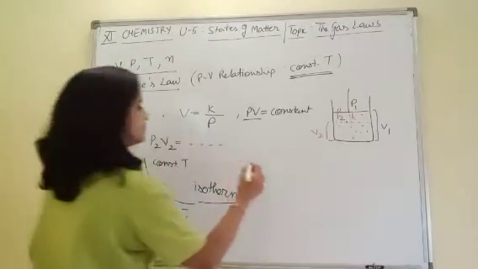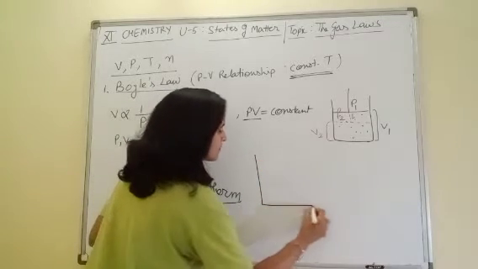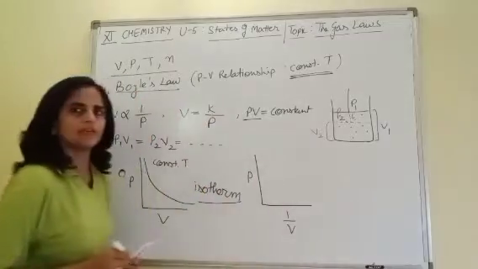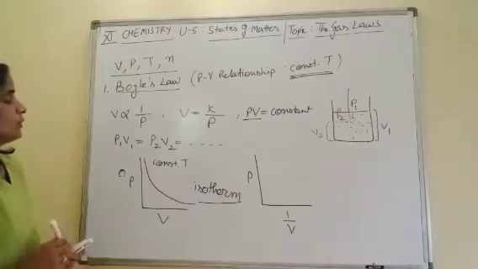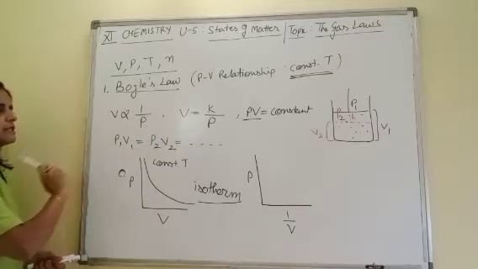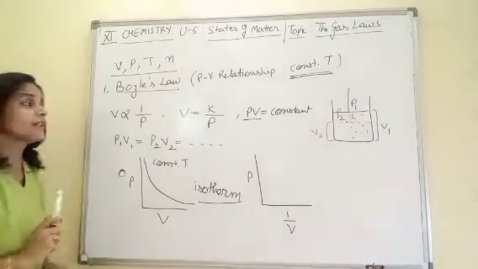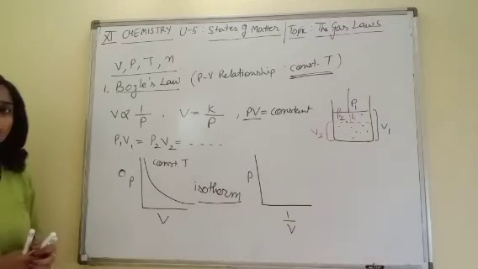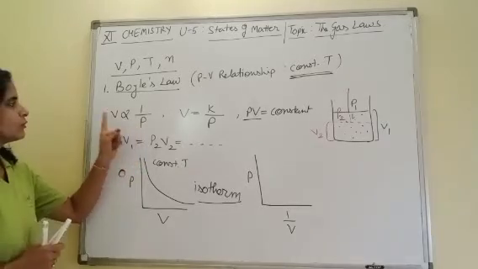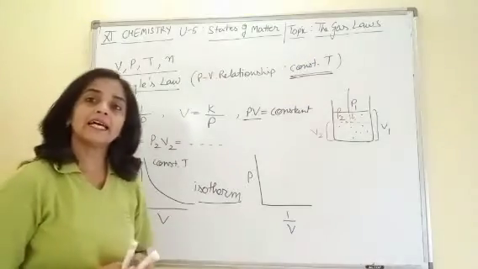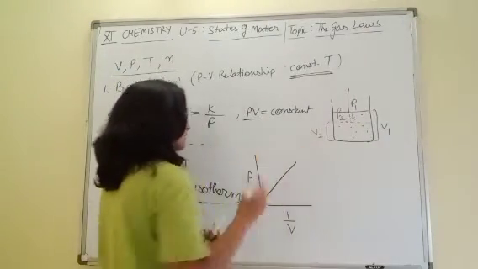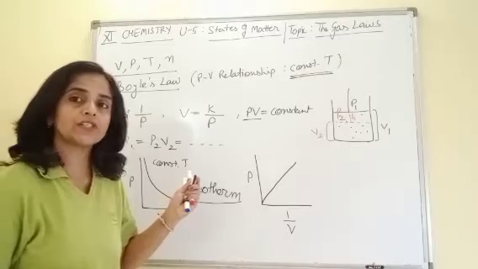Now the next graph. Plot P with 1 by V. We know P and 1 by V are directly proportional. Right now, volume and pressure are inversely proportional, but volume and 1 by P are directly proportional. So the graph will come like this. The condition again remains the same, constant temperature.